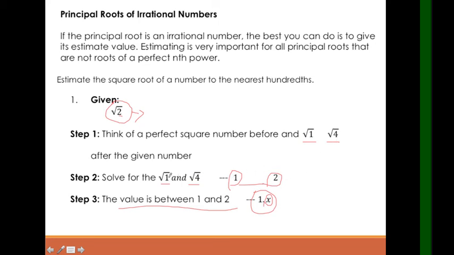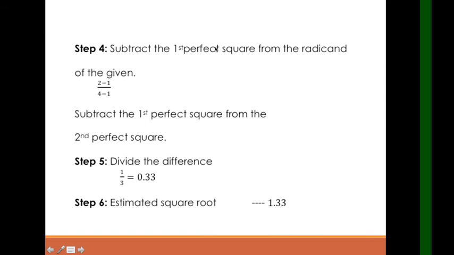Kapag ni-square root ko ang 1, 1 ang answer. Kapag ang 4, 2 naman. Okay? Now, step 4. Subtract the first perfect square to the radicand of the given. So, ang radicand natin ay 2 minus 1. That's the first perfect square. Subtract the first perfect square from the second perfect. Yung sa denominator naman, i-minus natin yung 4 minus 1. Ang 4, ito yung second perfect square. Ang first perfect square natin ay 1.